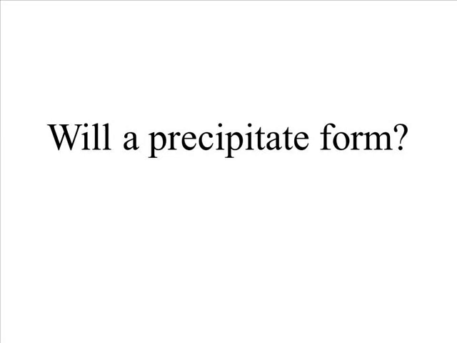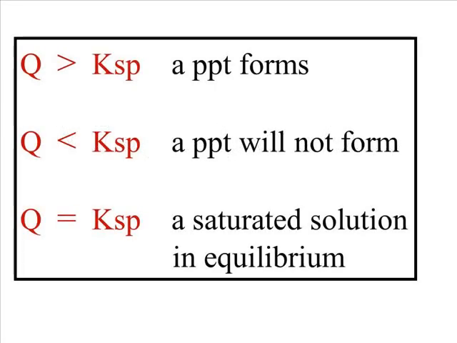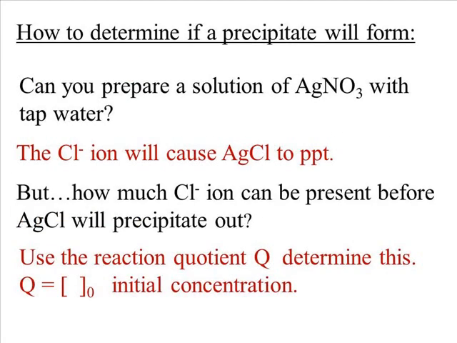Whether a precipitate forms is simply a matter of comparing Q and K. So if Q is greater than Ksp, the reaction is going to form a precipitate. If it's less, you will not get a precipitate, and if it's equal, you're in a saturated solution. So you can't make silver nitrate solutions in tap water because the chloride ion will be enough to start the precipitation of silver chloride.